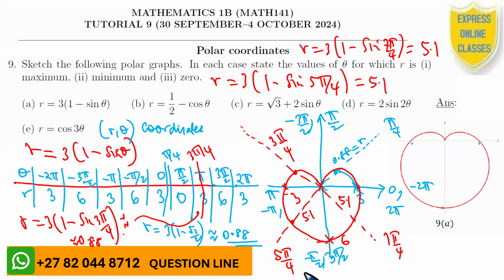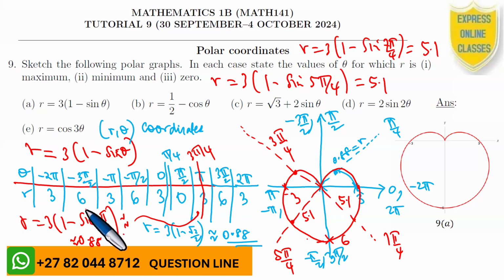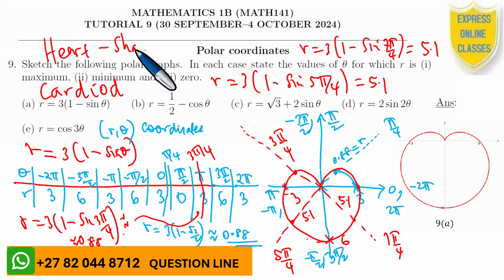This curve has a special name. We call it a cardioid. It's called a cardioid. Or if you want, we say it is heart-shaped. It is the heart-shaped polar curve.